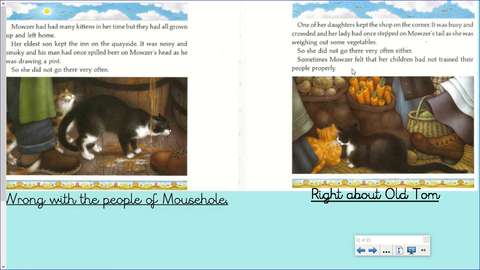Okay, just stopping there for a moment, we can see already what Mouser thinks is wrong with the people of Mousel. Here she thinks that they are noisy. They are careless because the man spilled beer on Mouser's head. So if you pause, you can get some things for your list here, because there's quite a lot about what she thinks is wrong with the people of Mousel. So if you want to start that list now.